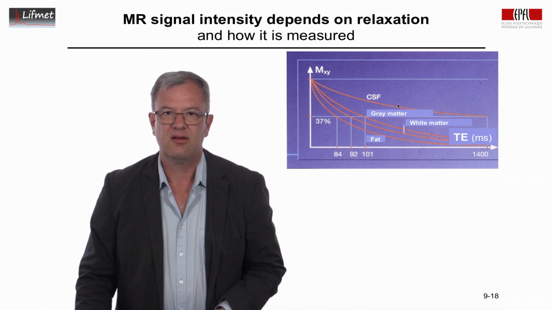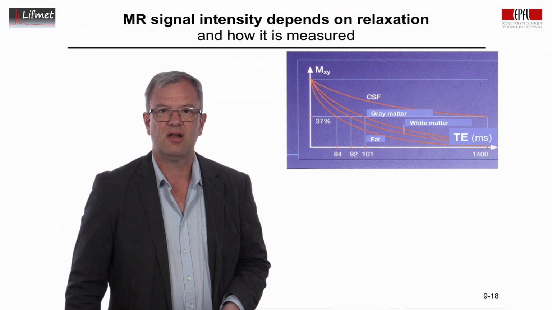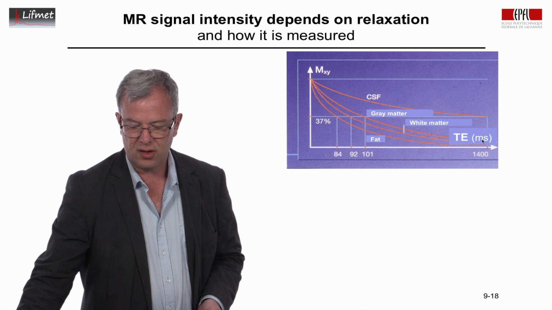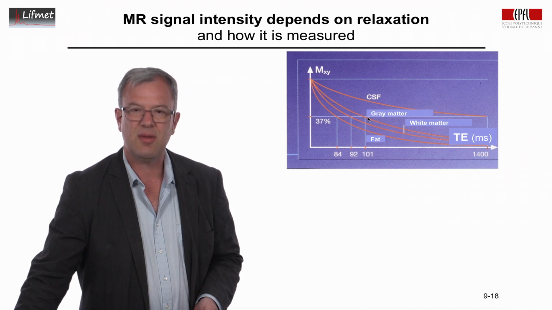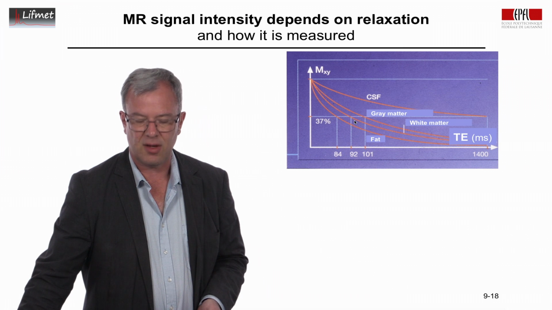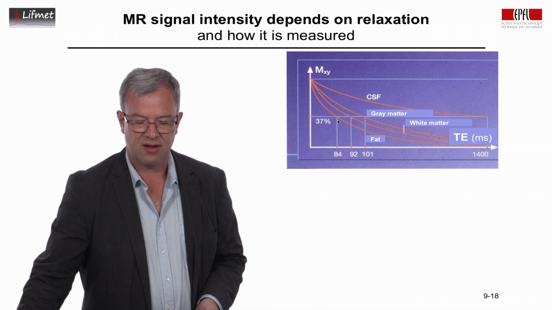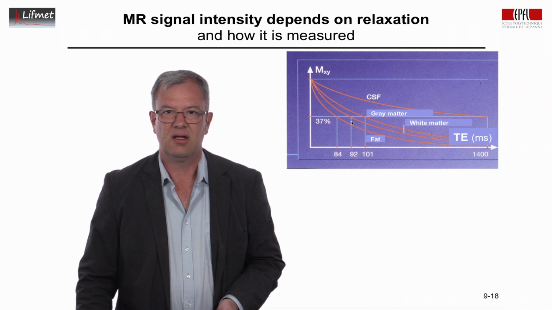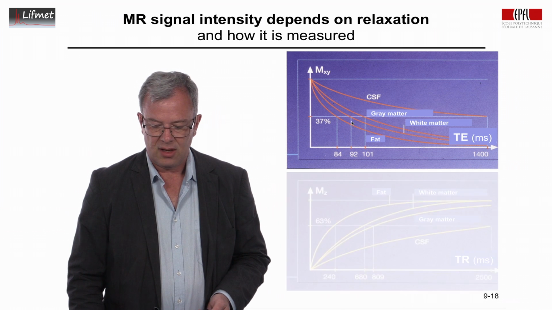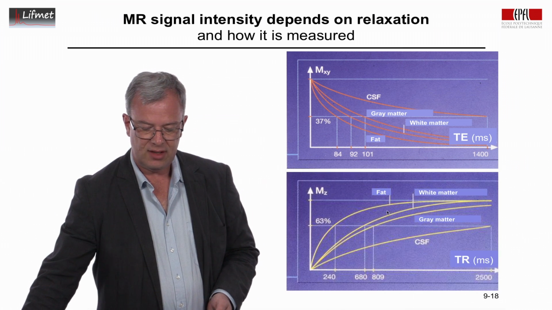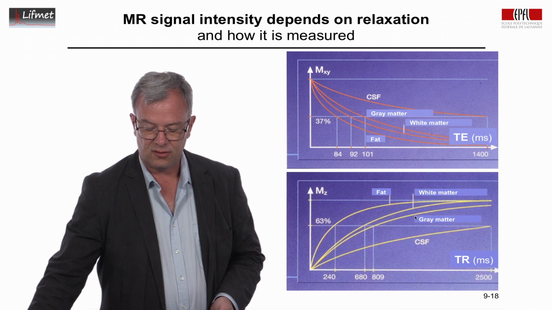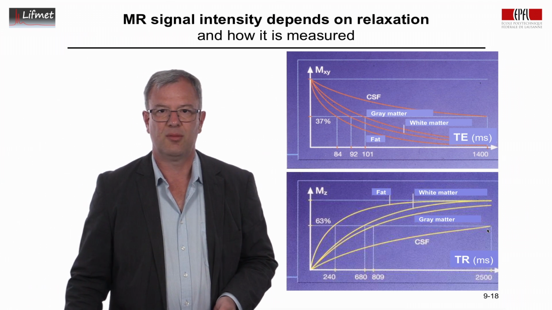And we can see for CSF, cerebrospinal fluid, which contains very little cell membranes, very little proteins, the T2 is very long. It's about 1.4 seconds in this example. Gray matter is at 100 milliseconds and white matter is at 90 milliseconds. And then we have fat here. So 37% of the decay signal gives us the T2 here. If we look now at the recovery, here's a 90-degree pulse and the recovery, then fat goes the fastest, white matter goes second fastest, then gray matter, then CSF, and CSF here in this example has a T1 of 2.5 seconds.